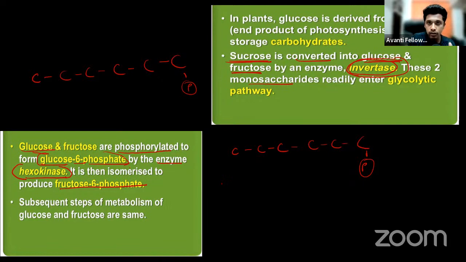Now the glucose is converted to fructose. Now we know that fructose is an isomer of glucose, right? They have the same chemical formula, but they have different structure, correct? So this process of conversion of glucose into fructose, glucose 6 phosphate became fructose 6 phosphate. There is an enzyme called isomerase which does this job.